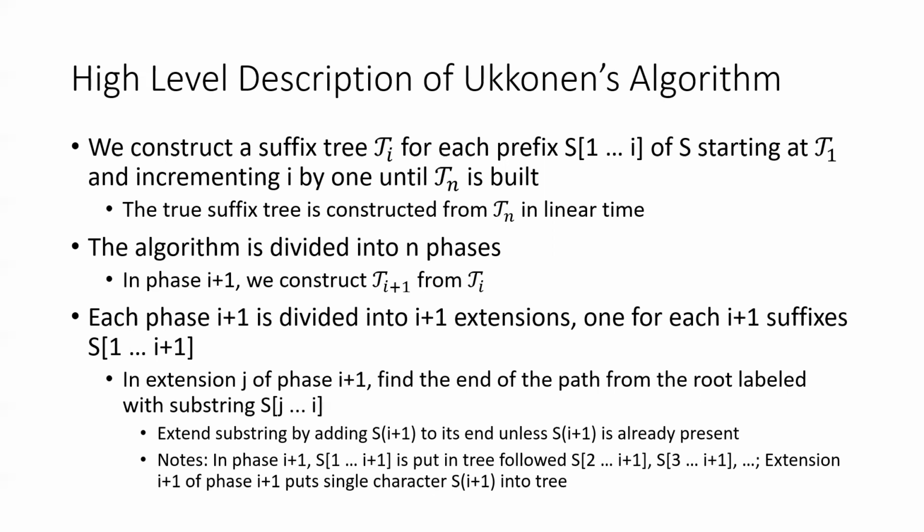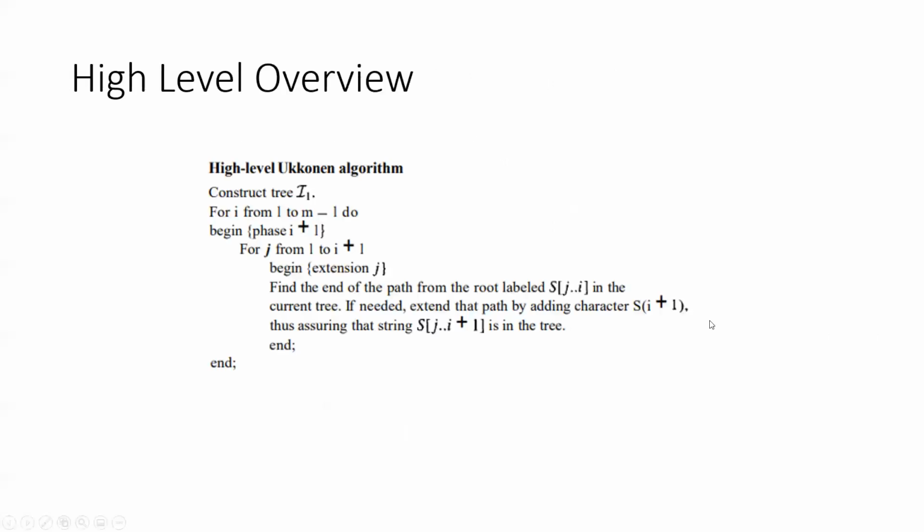So J is a loop. In phase I+1, we're putting 1 through I+1, followed by 2 through I+1, all the way up to I+1 through I+1, which is just the last character, into that tree. This is a high level of how the algorithm is working, but we are going to go into much greater detail, so bear with me.